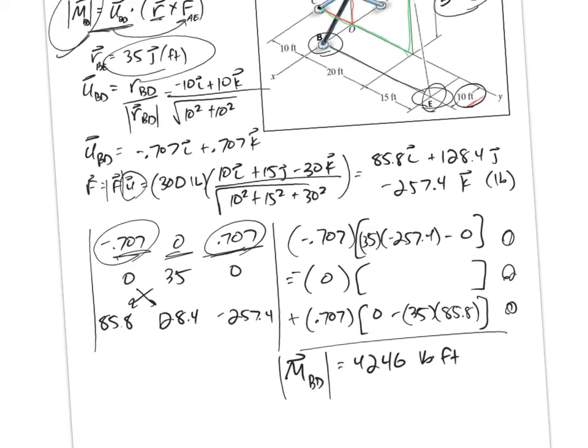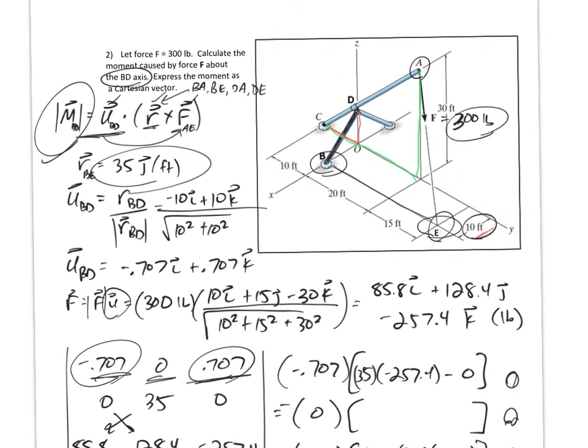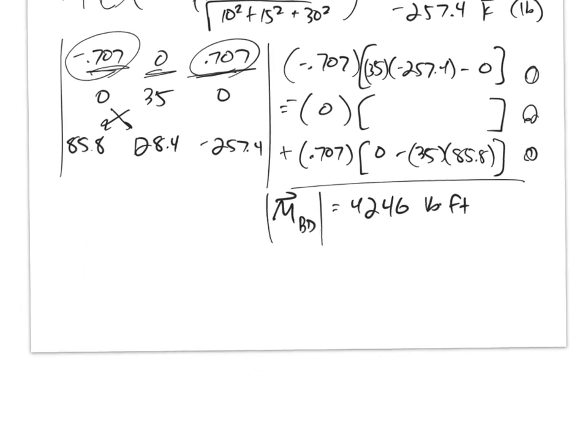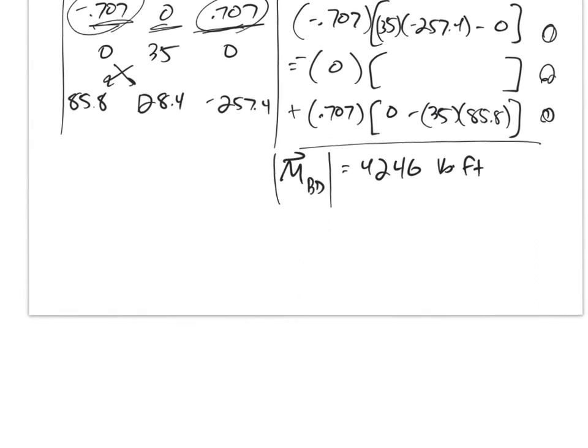Let me go back up to the question, see if it asked for just the magnitude. No, it said calculate the moment, and it says express the moment as a Cartesian vector. That means in IJK form, so I need to express this in IJK form. I have the magnitude. How do I get it in IJK form? Just like F equals FU, M in IJK form is equal to M as a magnitude times U.